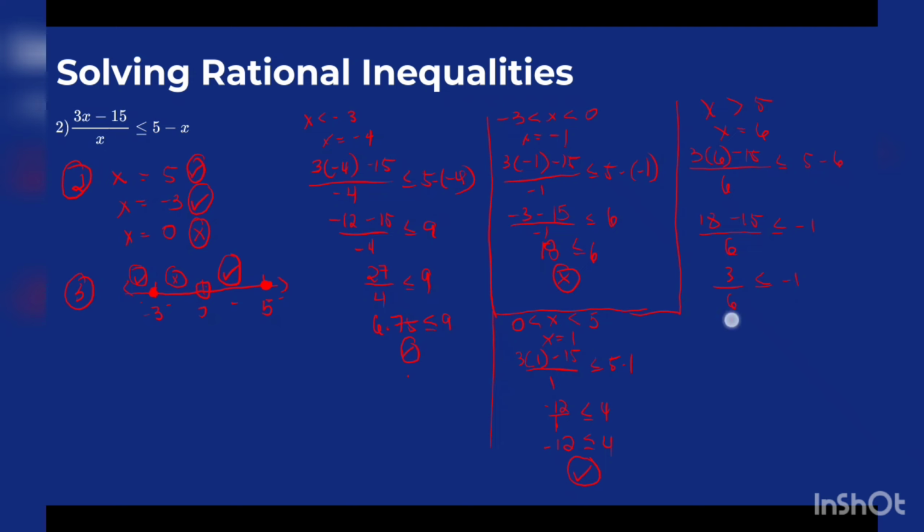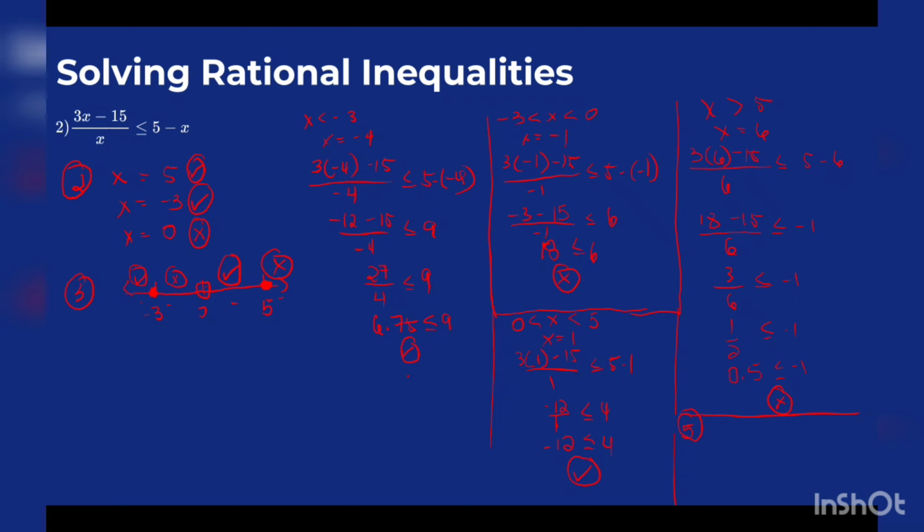3 over 6 is 1 half or 0.5, less than or equal to negative 1. And this is not true. So it's not included in the set of our solutions. So since we have tested all the intervals, we can proceed with step number 5, which is writing the set notation and the interval notation.